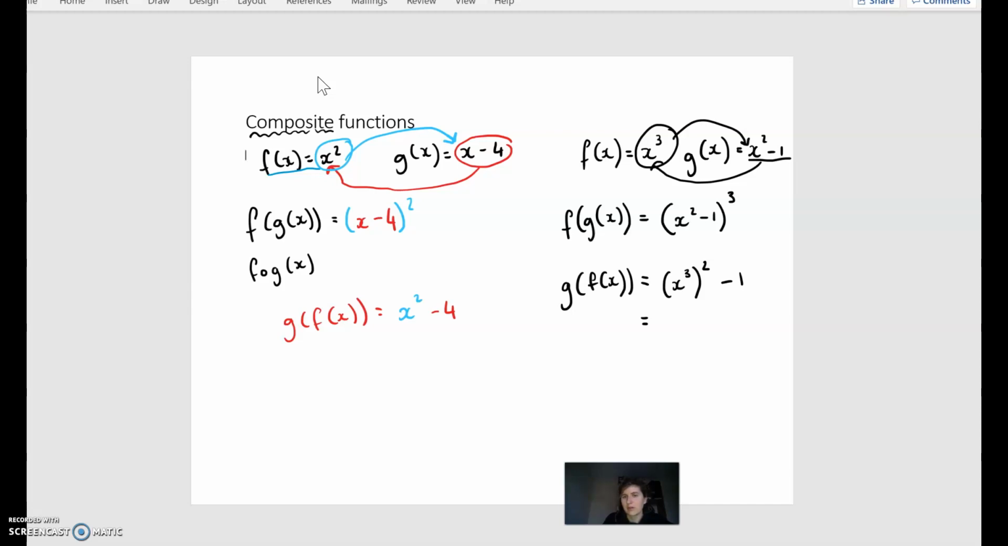The rule for that is 3 times 2. So that's x to the power of 6 minus 1. So that would be our new function there. Okay. All right, we'll look at one more.